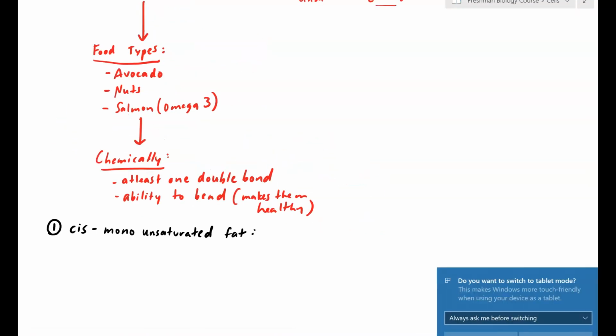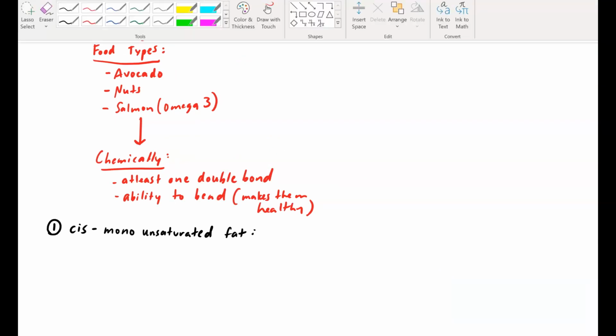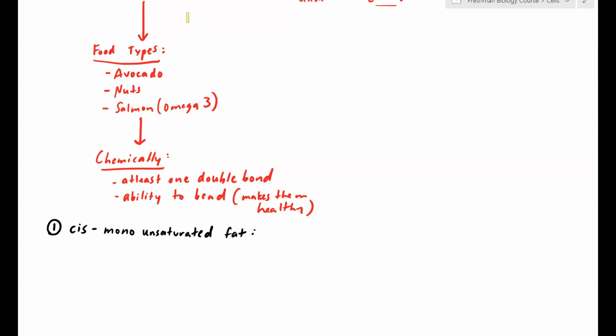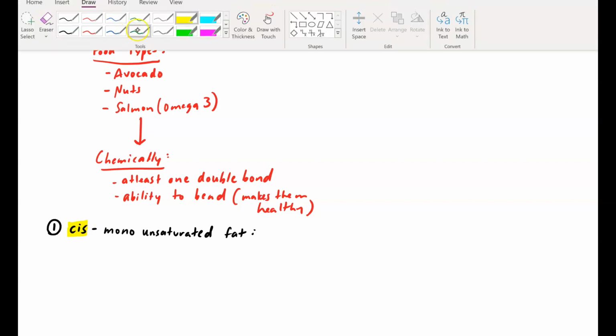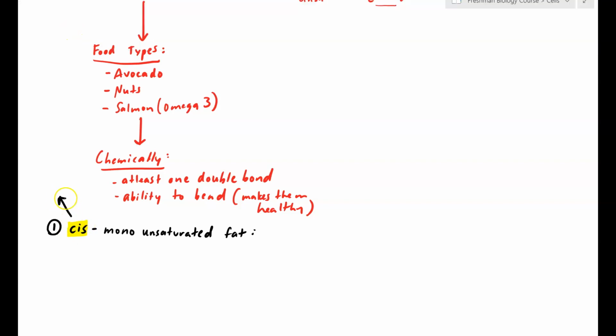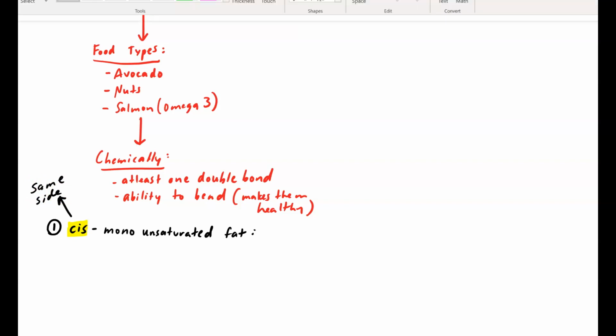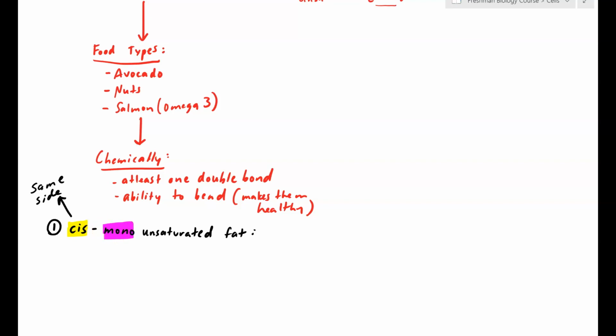All right, so the cis monounsaturated fat. Like I do with a lot of these big words that we look at in biology, let's go ahead and break down the actual word itself. So the first part here, cis, is going to mean same side. So cis is going to mean something is going to be on the same side, and we'll take a look at what that is here in a moment. And then mono, well, I'm sure you can all imagine what the prefix mono means. Obviously it means one, but it means specifically one double bond.